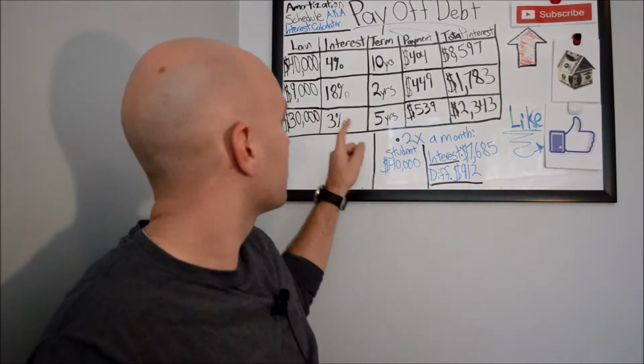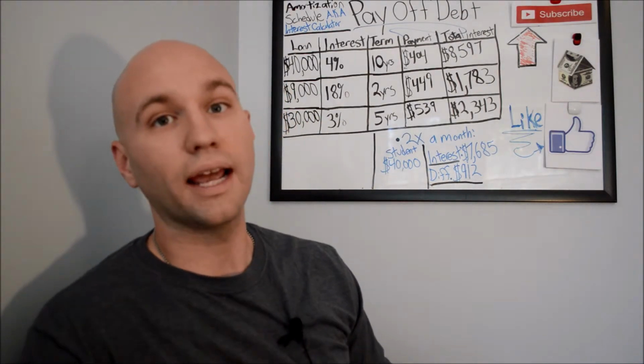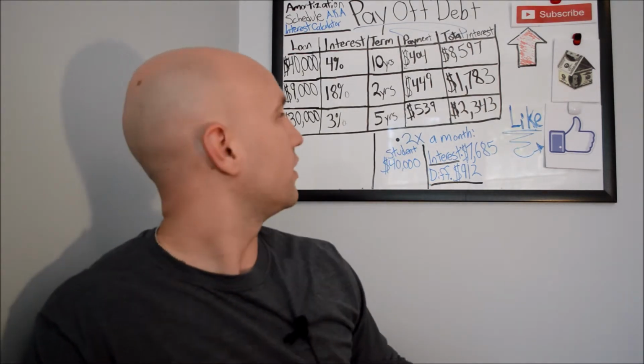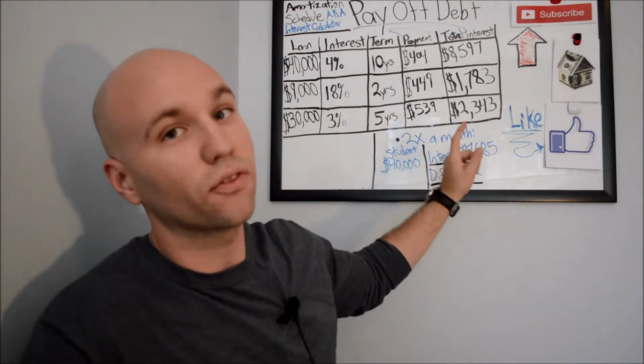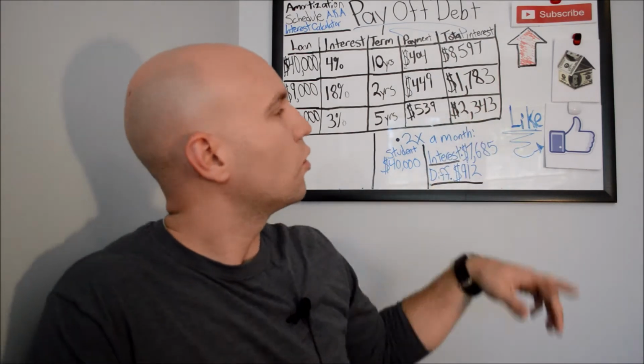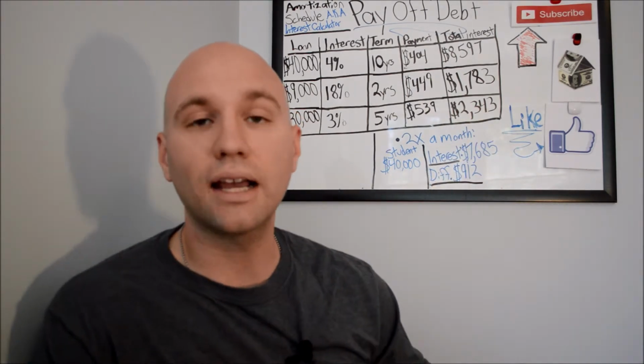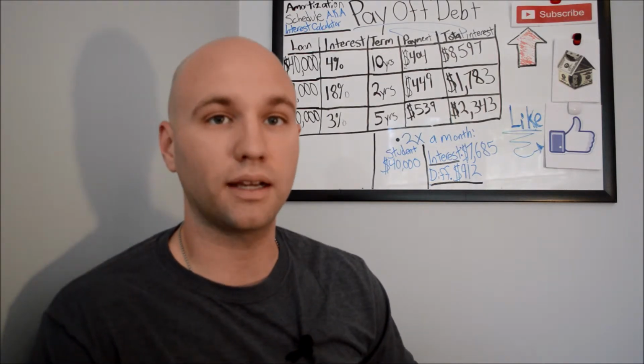And then finally, I gave $30,000 for a car loan at 3% for paying it off in 5 years. So that gave you a payment of $539, and the total interest you're paying is $2,343 over the entire course of that loan. So quite a big bit of interest.